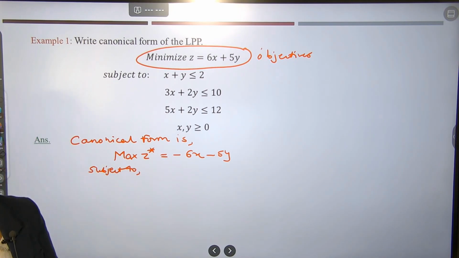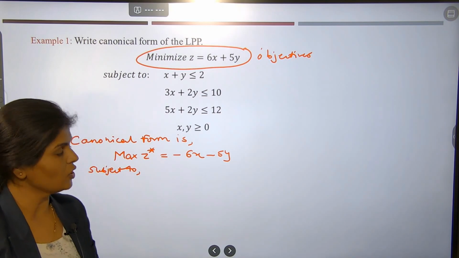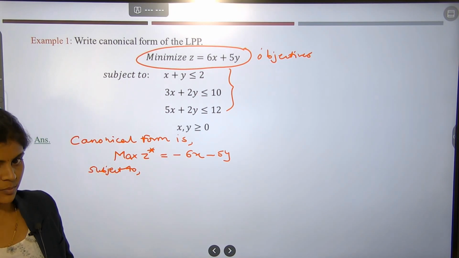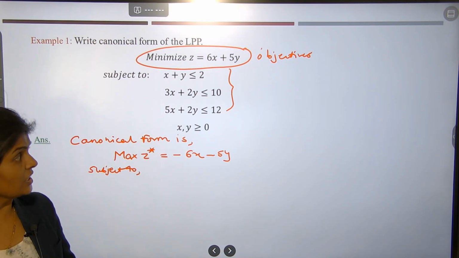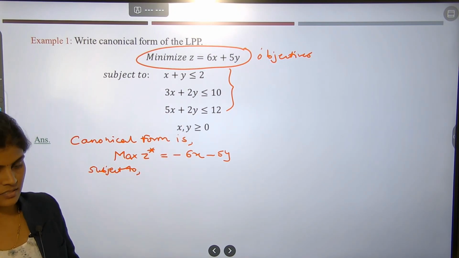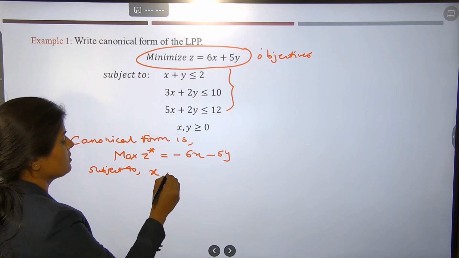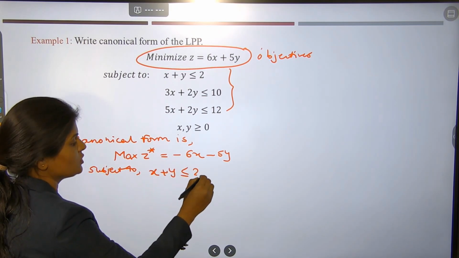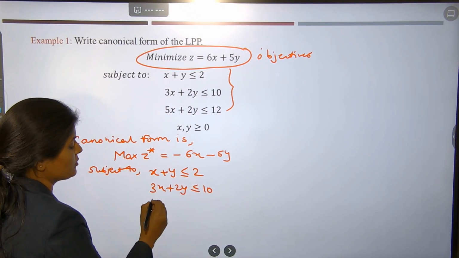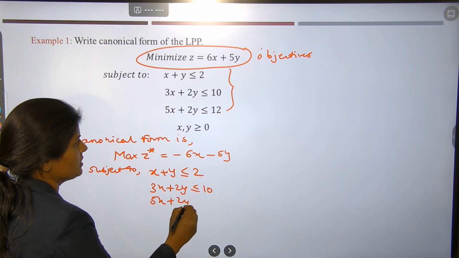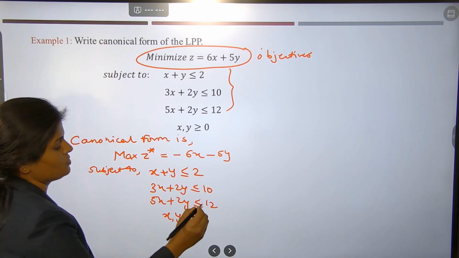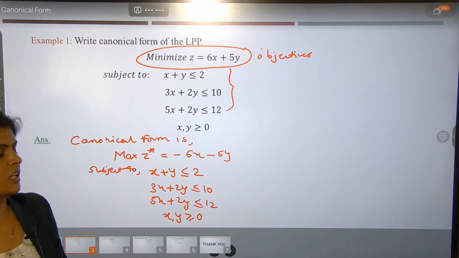The second condition of canonical form tells us that all constraints, meaning these three constraints, should be of less equal type. All these constraints are already of less equal type, so they should remain as they are. So subject to x plus y less equal 3, x plus 2y less equal 10 and 5x plus 2y less equal 12, with x, y greater equal 0. So this is the canonical form of the given LPP.